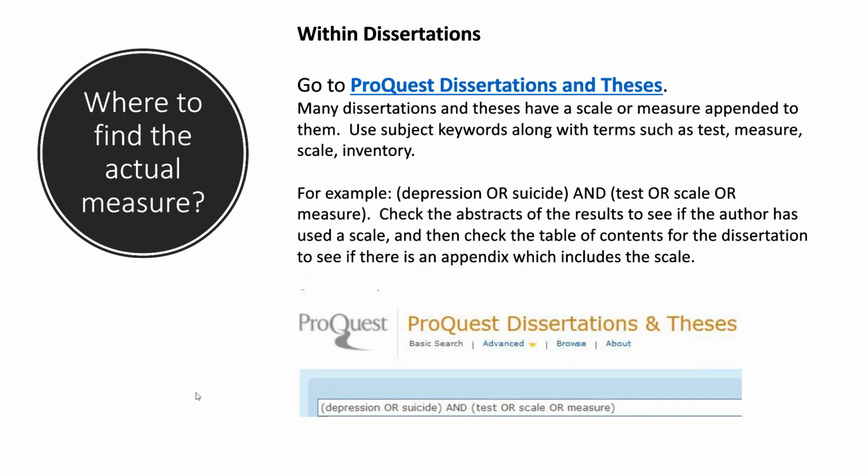Also, within ProQuest Dissertations and Theses, oftentimes you have a scale or measure appended to them. You can use keywords along with words like test, measure, scale, inventory, just as we did earlier with PsycInfo. So for example, if you were looking for depression or suicide, you add that with keywords such as test or scale or measure. You can then check the abstracts of the results to see if the author has used a scale, and then check the table of contents in the dissertation to see if there's an appendix which includes the scale. That's definitely a little more work.